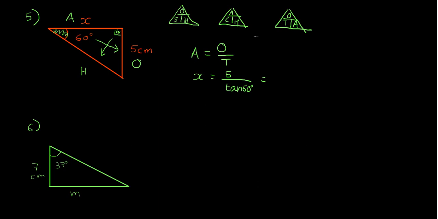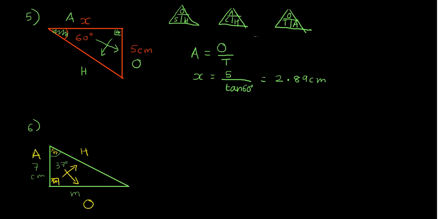And that's 2.89 to 3 significant figures. Right, and there's another example here, number 6. So we first locate the 90-degree angle. Side opposite is the hypotenuse. Then we go and find the angle. Side opposite that is your opposite. The remaining side is your adjacent.